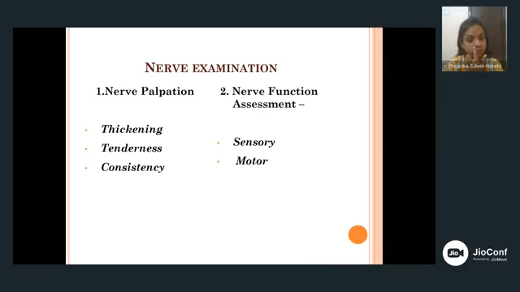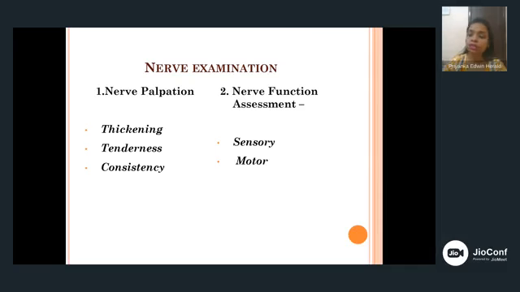Nerve examination is another very important work and an important factor for a physiotherapist, because as I am working in this field, I only do the nerve examination of all the patients. So nerve examination involves two main processes. First is nerve palpation, and second is nerve function assessment. Nerve palpation: we palpate the nerve.